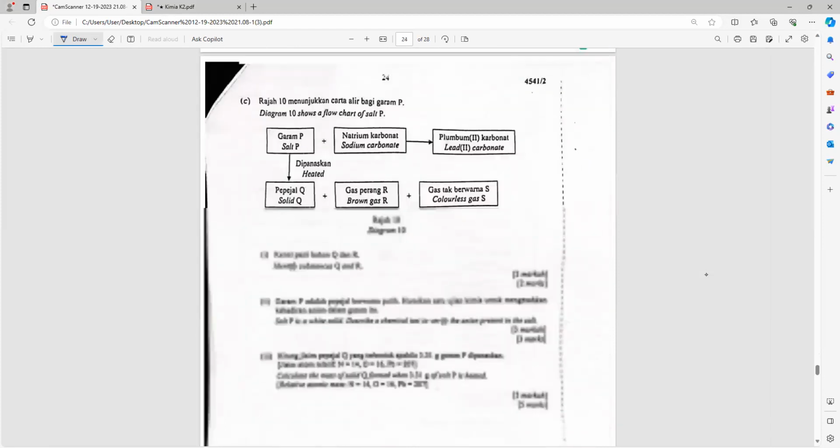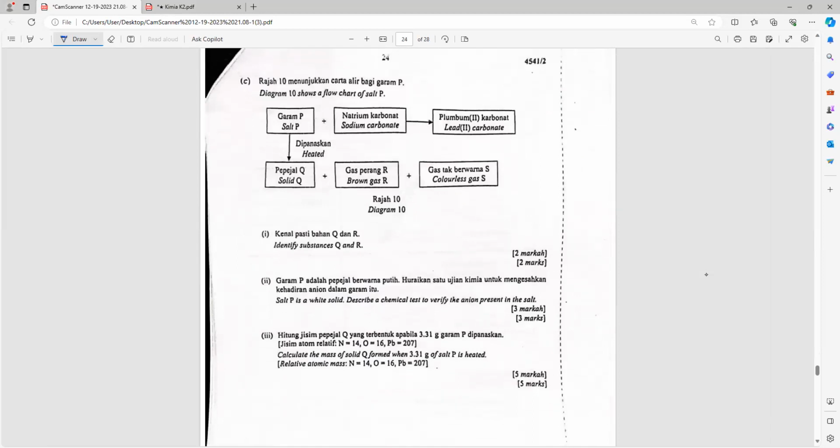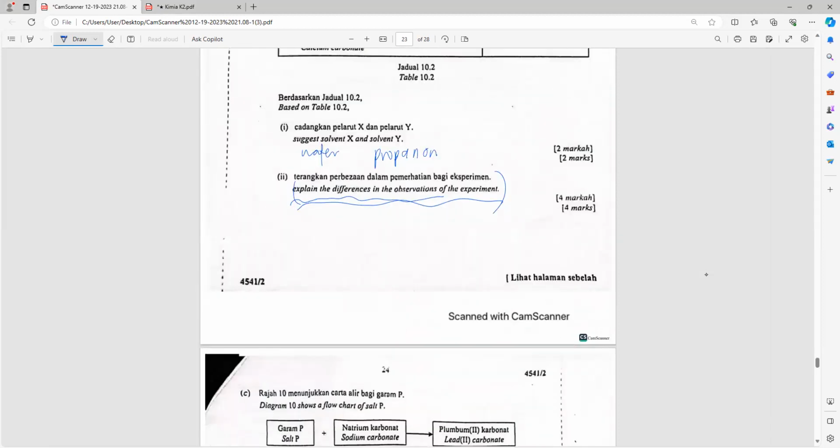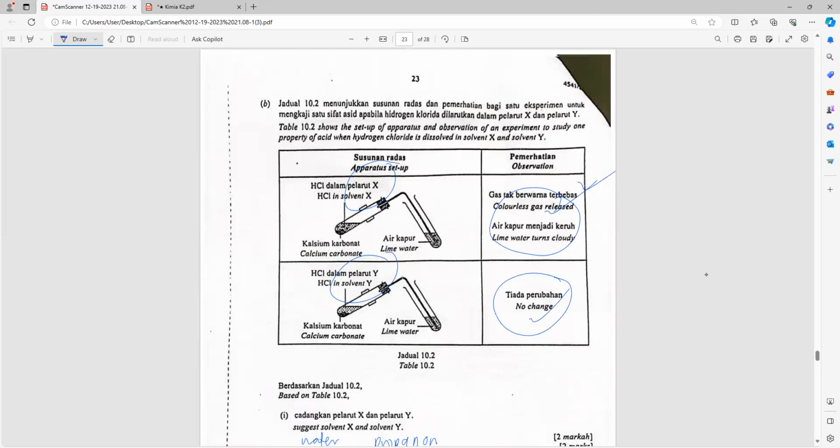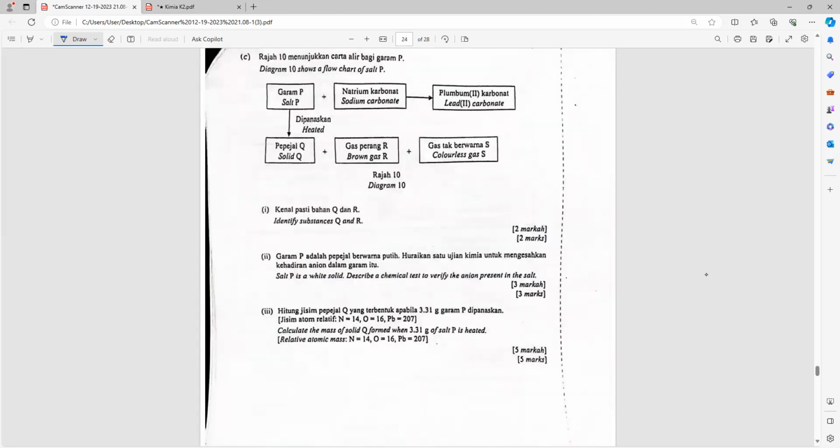Explain the difference. Okay, now we go to Namarta's questions finally. Namarta must be like, whew, thank God, teacher. Okay, I've got a salt P reacting with sodium carbonate. And then they ask me what is my Q and what is my P plus. Let's do this question together.